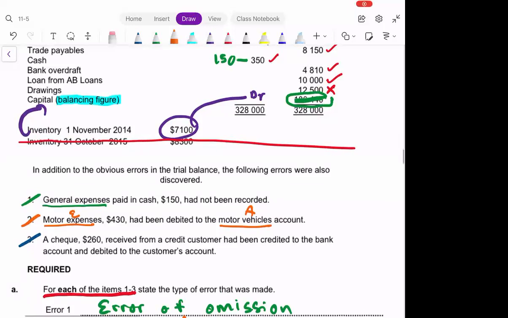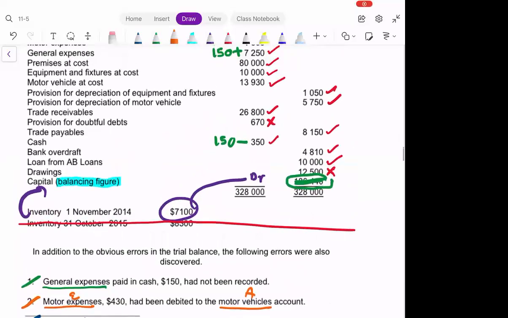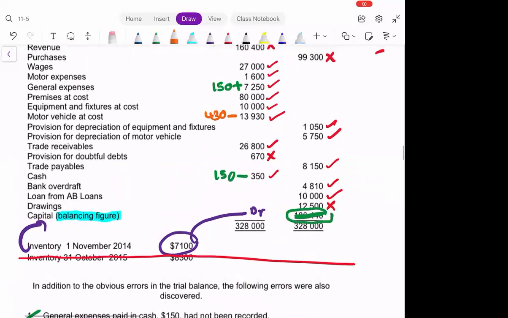So motor vehicle will be minus. I minus the motor vehicle and then I go plus to the motor expenses. Yeah, I have a motor expenses here. Plus 430. Are you all following me? You plus the motor expenses, minus the motor vehicle. Okay, next one.